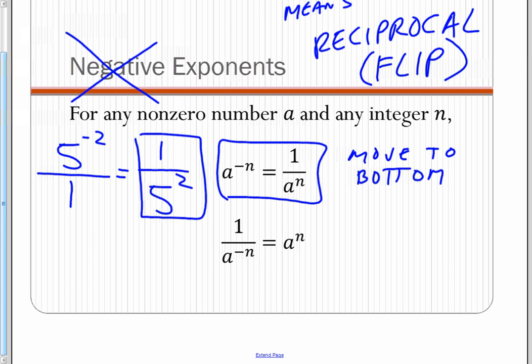Well, what if you have it and it's already on the bottom? What if I have something like 1 over 6 to the negative 3? It's telling you it's in the wrong spot. It should be moved. Since it's on the bottom, the only place you can move it to is the top. This actually means this. When you move it, you no longer need the negative exponent. So did we end up with any negative numbers here? No. It just tells you move. In this case, we're moving to the top.